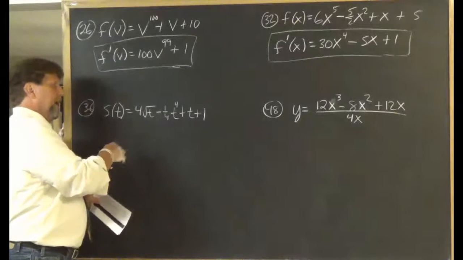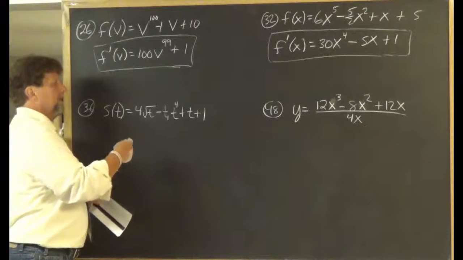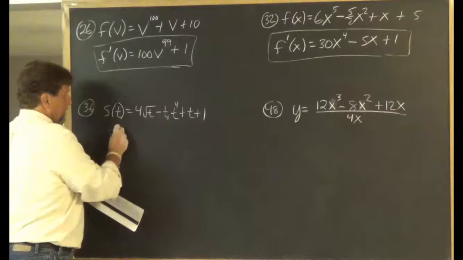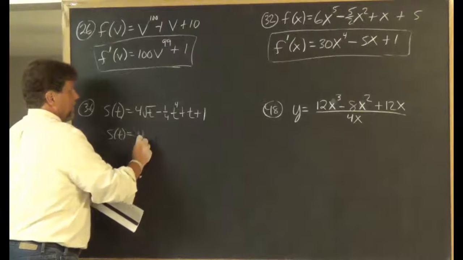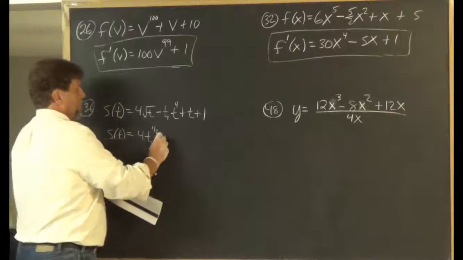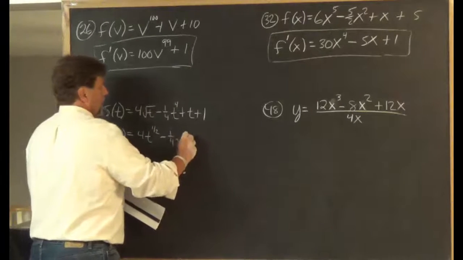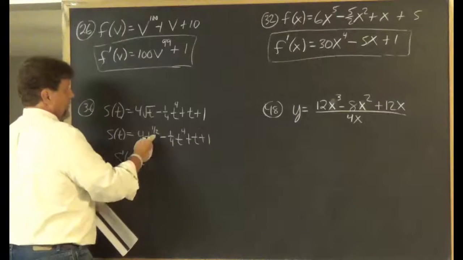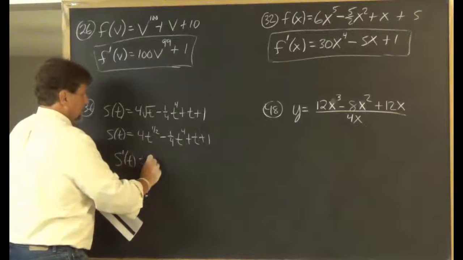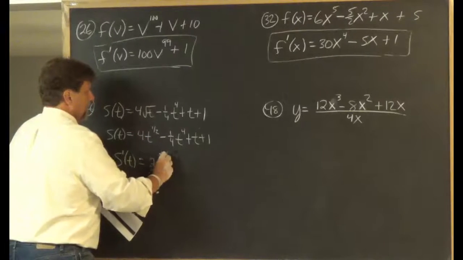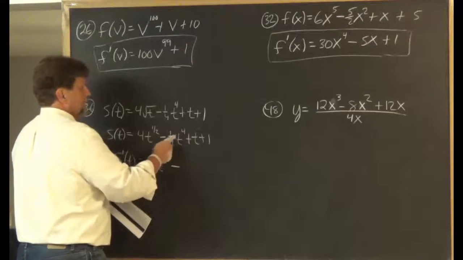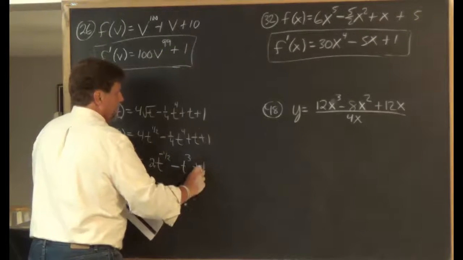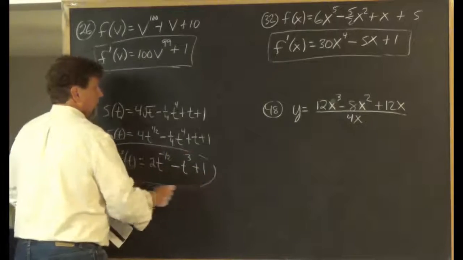36. We were going to have an s of t equals 4 square root t minus 1/4 t to the 4th plus t plus 1. So I start off with just a little bit of algebra. Rewrite the square root of t as t to the 1/2 power. And that'll make the calculus much easier. So s prime of t, see the 1/2 comes out front, 4 times 1/2 is 2, t to the negative 1/2, minus, well, 1/4 times 4 is 1, so it's minus t to the 3rd power plus 1. And I'm going to stop there.